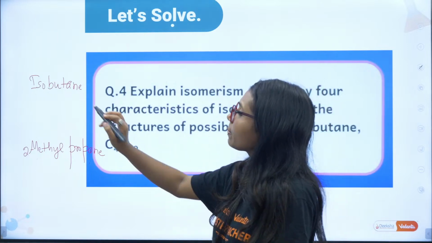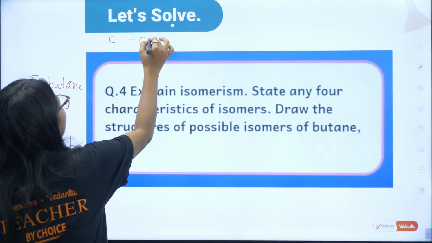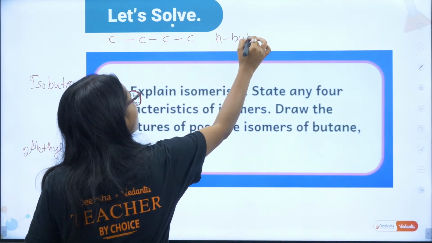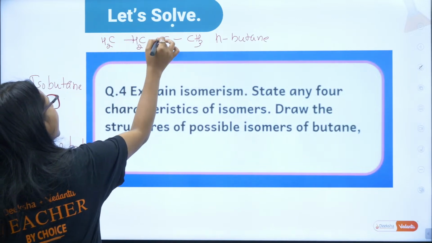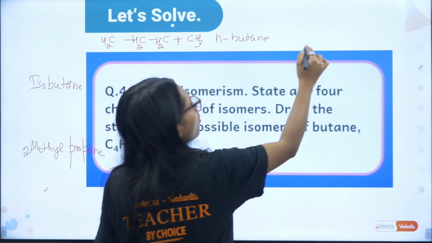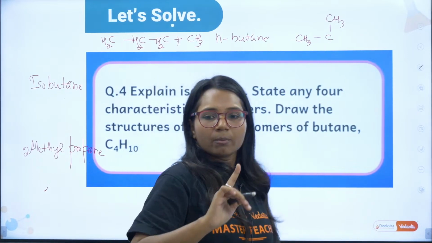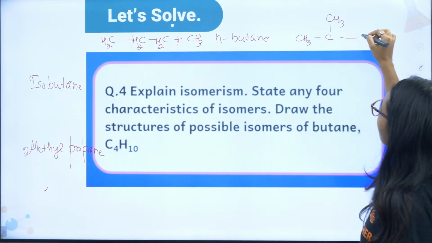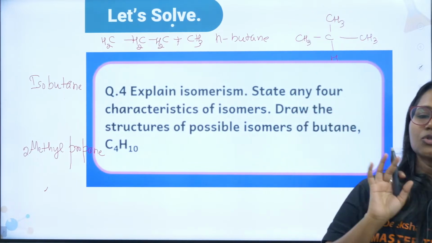Yes, correct. Now see, butane. Draw the structure of butane here. Butane means 1, 2, 3, 4. Correct? This is normal butane. N-butane means straight chain. Correct? This is straight chain, N-butane. Isobutane means what? So remember this. This unit is called iso unit, and there should be 1, 4 here. This structure is called isobutane.